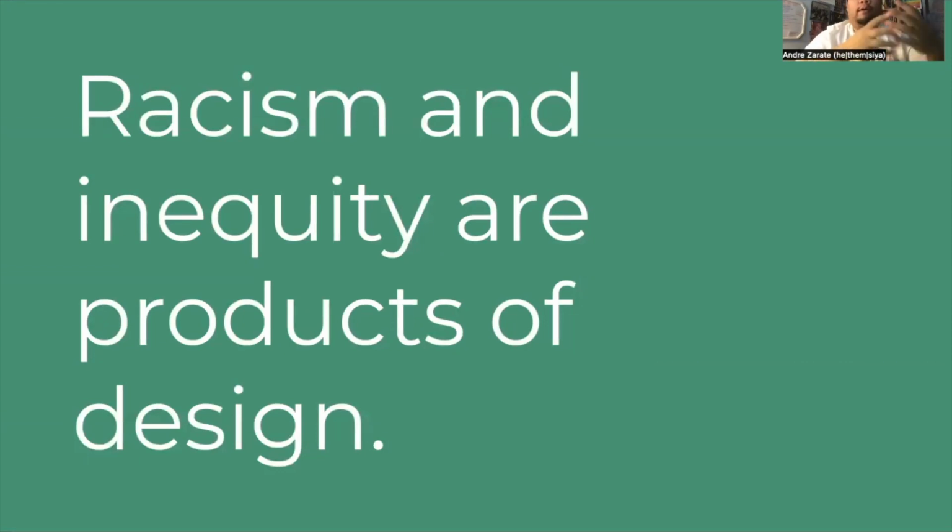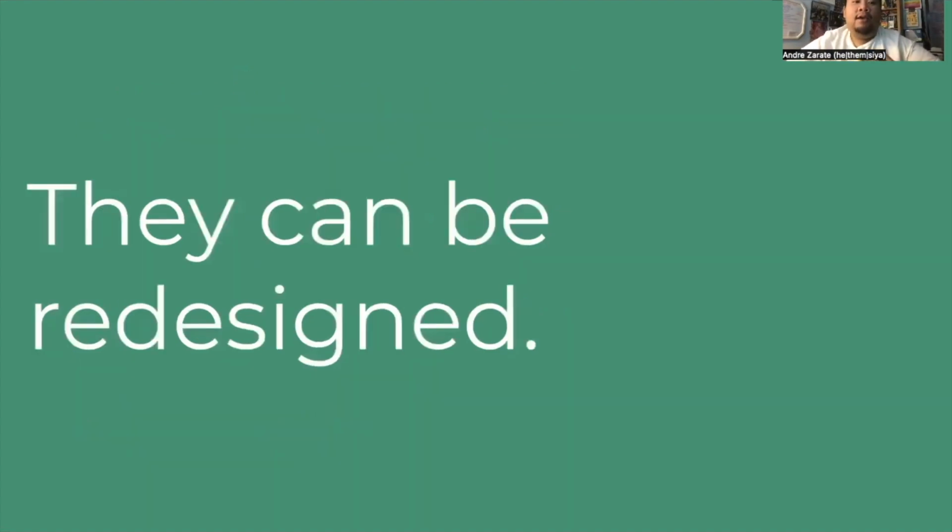Before we get started, this is just a reminder that racism and inequity are products of design. They didn't just show up here. There's tons of historical evidence, and we know that in the truth of our history, both racism and inequity were designed to make sure that certain groups of people did not get access to the opportunities that we truly deserve. But the great thing that we know as educators and as leaders and as people in our society is that they can be redesigned. And it really does start with us, especially in our schools. As educators, we can redesign the way that our classroom looks, the way that we teach, and the way that we provide opportunities for our students.